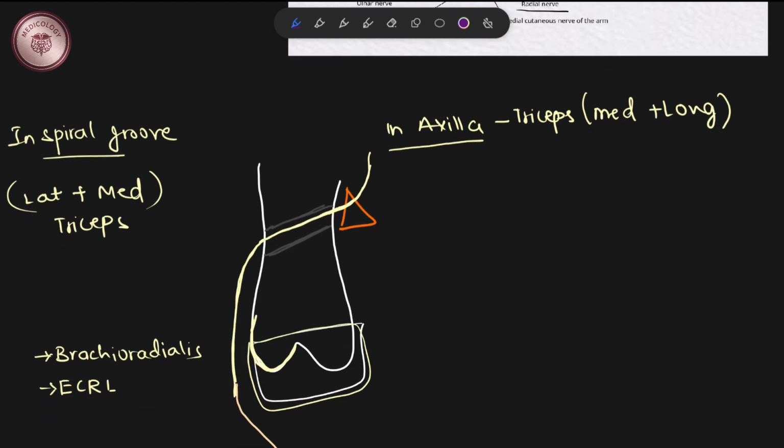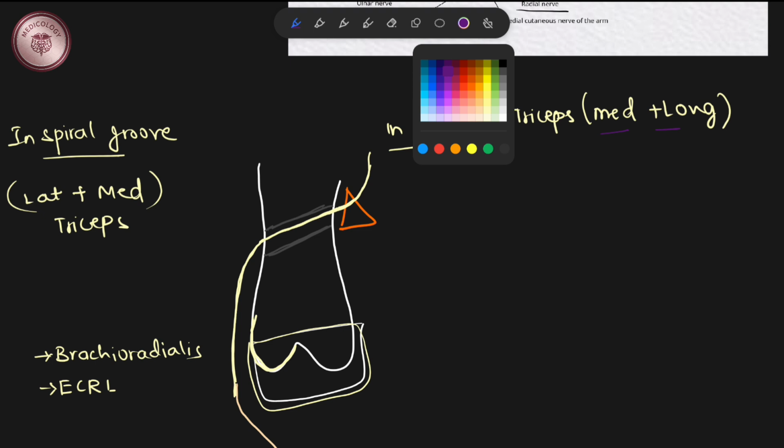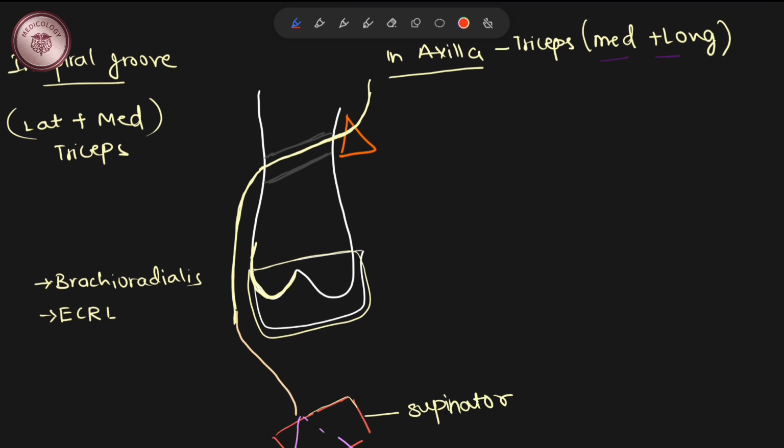So it's coming from the brachial plexus to the axilla. In the axilla, it will supply the medial and long head, and then it comes to the triangular space of the arm, goes to the posterior compartment and supplies, in the spiral groove, the lateral and medial triceps. Okay, and then it comes to the lateral side of the arm and supplies the muscles brachioradialis and extensor carpi radialis longus. And after here, it goes into the cubital fossa.